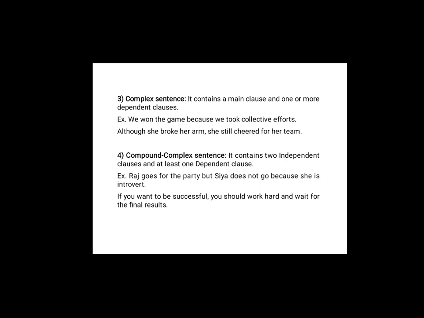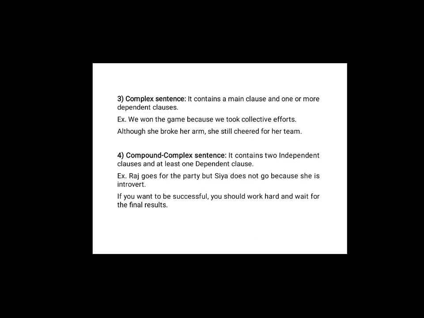If we see, we won the game is the main clause and it can stand alone, the meaning is complete. But because we took collective efforts, this clause cannot stand alone. So it is the subordinate clause and it depends on the main clause to complete the meaning. So it becomes the dependent clause. So it is the example of complex sentence.